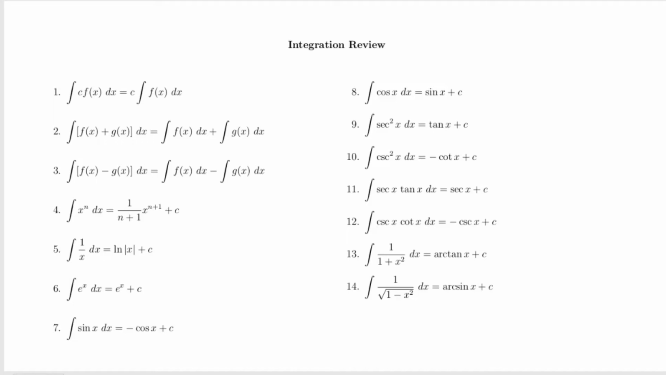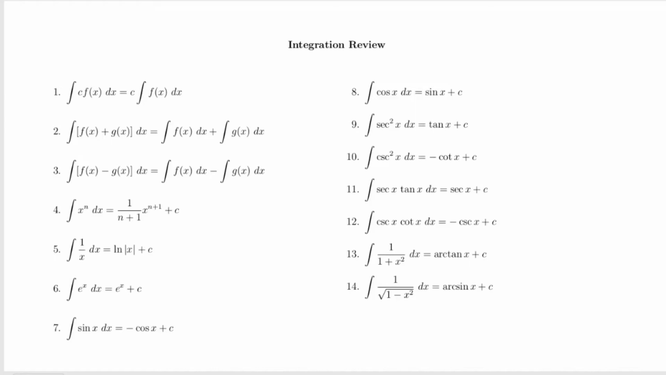Well, the integral of x to the n is 1 over n plus 1 times x to the n plus 1, plus a constant, because there are infinitely many functions that satisfy that antiderivative. The integral of 1 over x is the natural log of the absolute value of x plus a constant, etc. Why is the integral of e to the x dx equal to e to the x plus a constant? Because the derivative of e to the x plus a constant is e to the x.